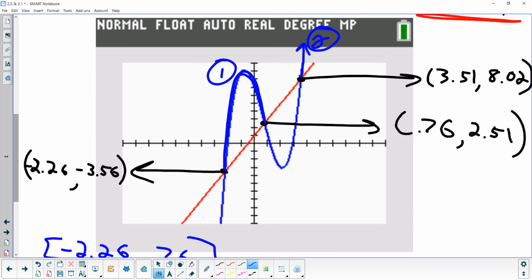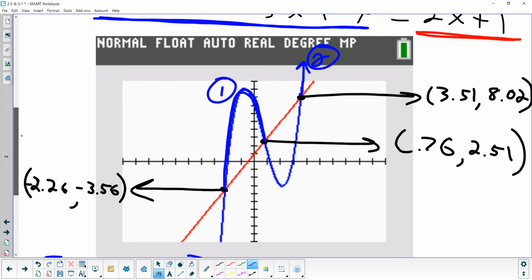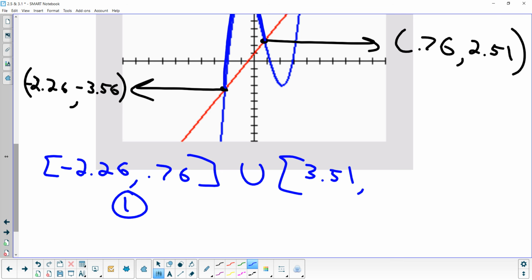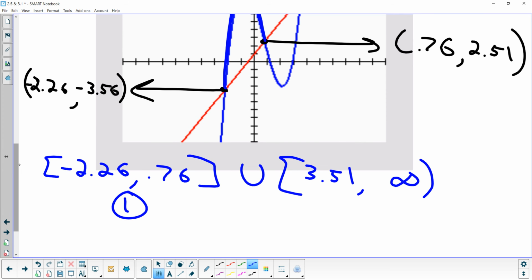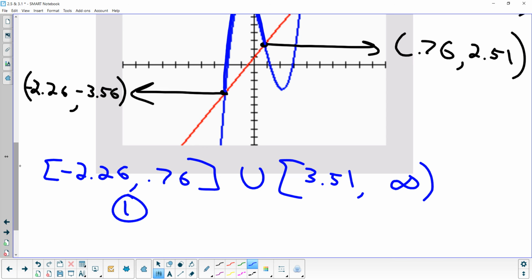Or, I also have section 2. Section 2 is from 3.51 to infinity. Anything greater than a value of 3.51 to infinity. Again, bracket, because I can be equal to, but because I'm going to infinity, we always put a parenthesis because we can't include it. All right. Any question on that? And this was section 2. All right, so that's the end of 2.5. So any questions on that?